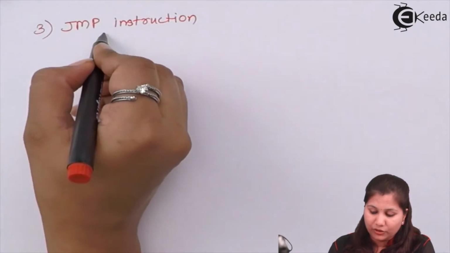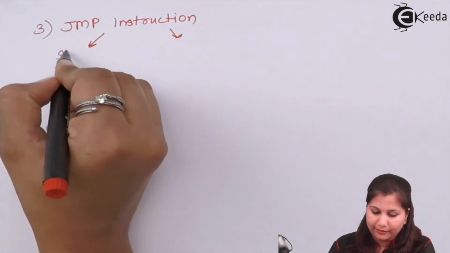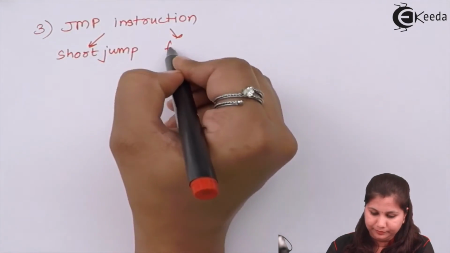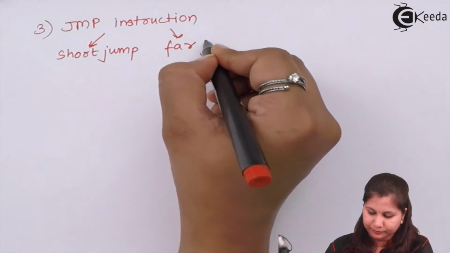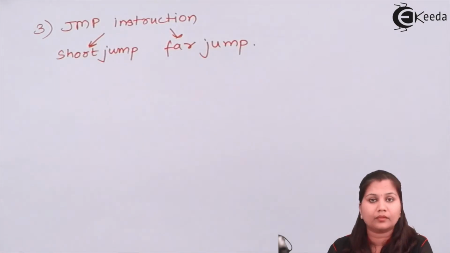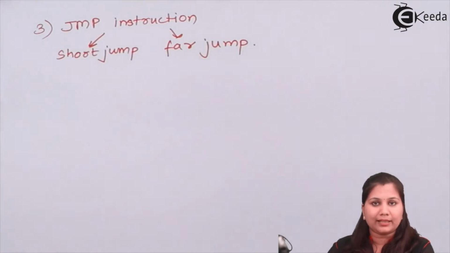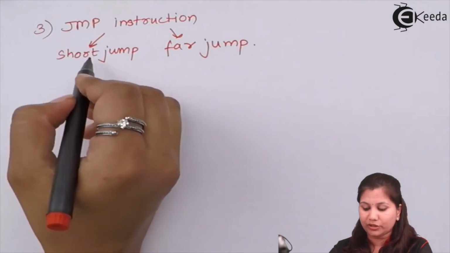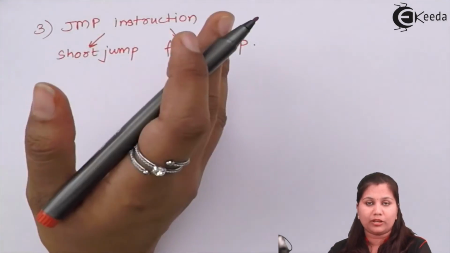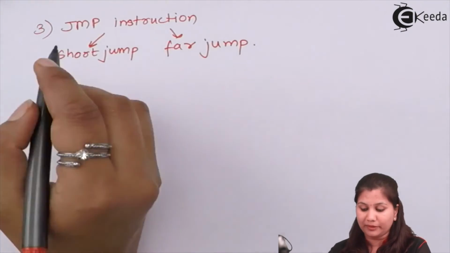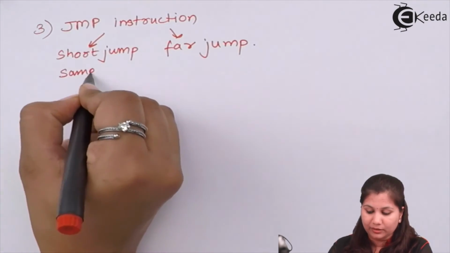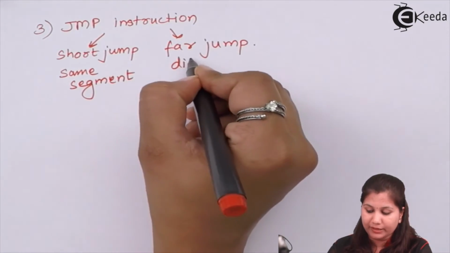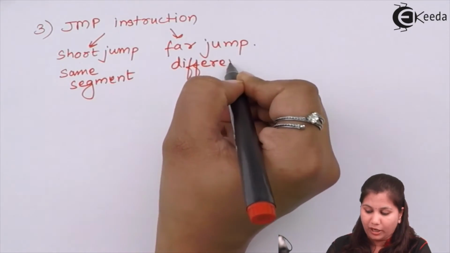Now the jump instruction is also of 2 types, short jump and far jump. Jump means that it is going to jump to some other memory location. So just like the call instruction, if the memory location where the microprocessor has to jump is in the same segment, then it is called a short jump. If it is present in a different segment, then it is called a far jump.